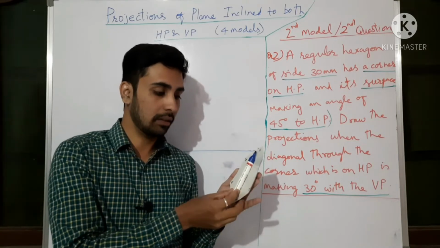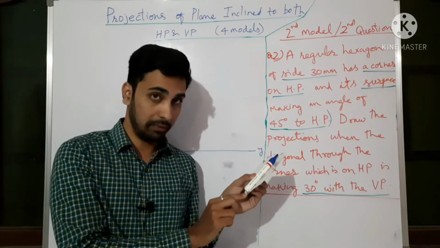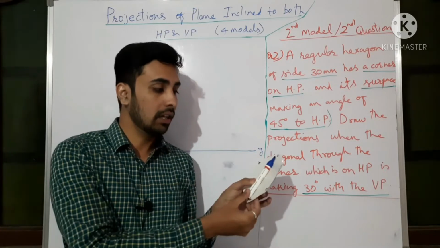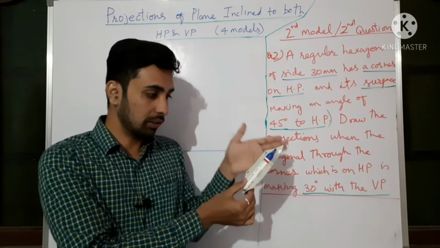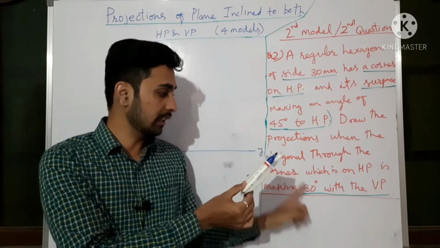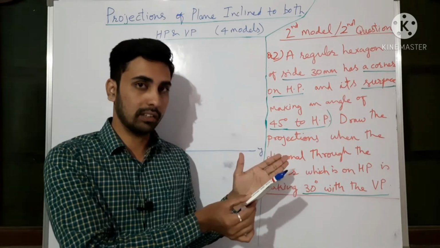So this diagonal, which diagonal? The corner by which it is resting on HP, this diagonal with respect to VP, assume this is VP, the diagonal is making 30 degree like this. Okay, this is the question.